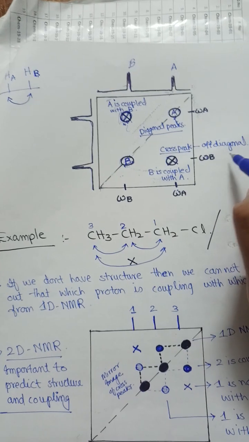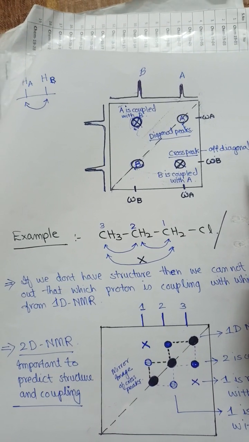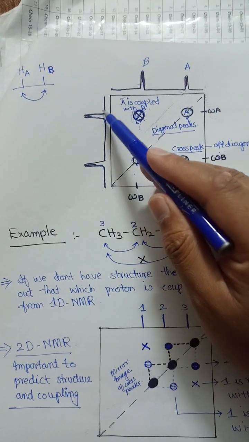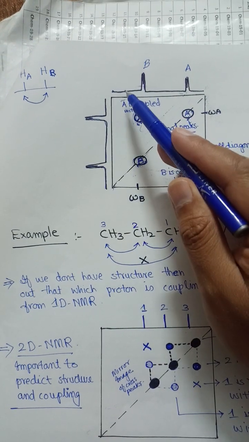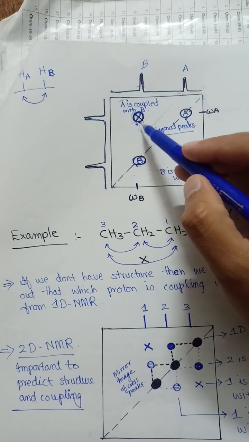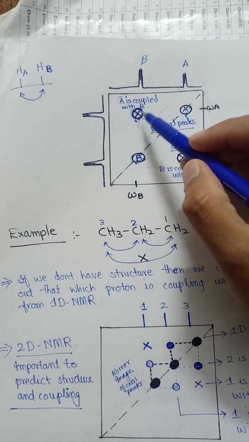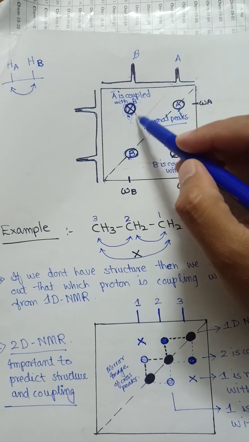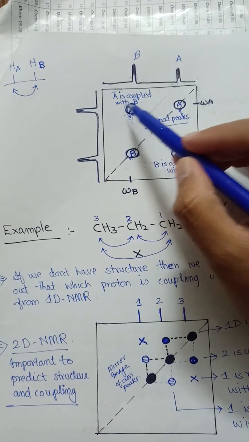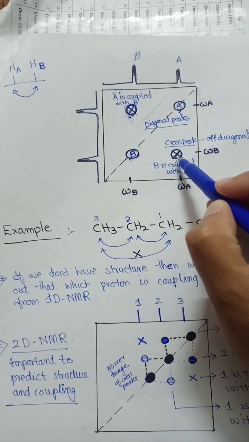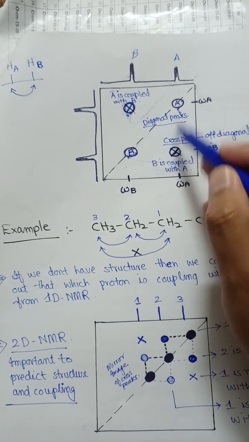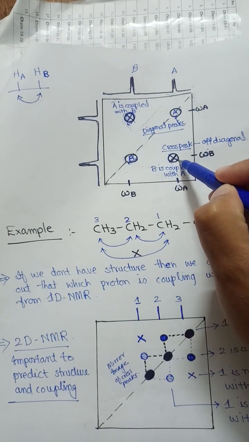So these cross peaks are also called off-diagonal peaks. In this way, the spectrum will not be a doublet, and it will be different from the 1D NMR, but we will get the signals. Here we are not going to discuss in detail what kind of peak splitting will occur, but this cross peak represents that A is coupling with B, and if this cross peak is present, it also confirms that B is coupled with A.